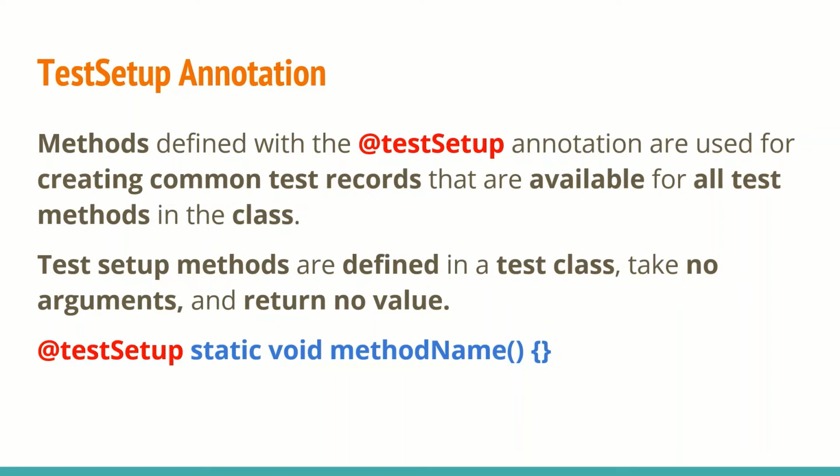Test setup annotation, as its name suggests. Methods defined with the test setup annotation are used for creating common test records that are available for all test methods in the class. Test setup methods are defined in a test class, take no arguments and return no value. So it is basically @testSetup, then you have a method, then you set up all the test data in that particular method.